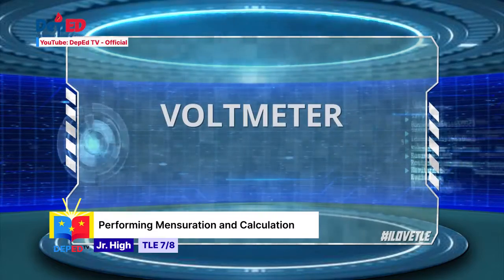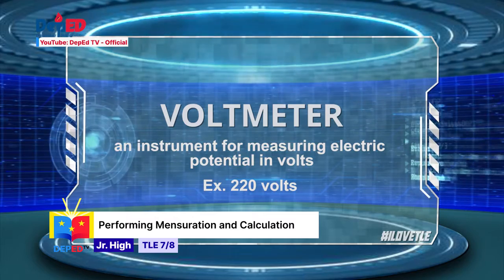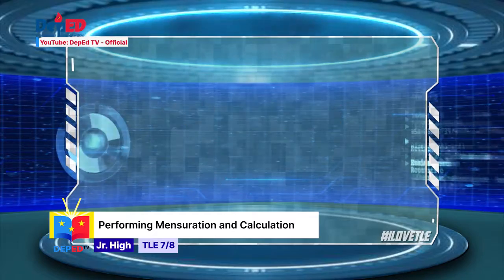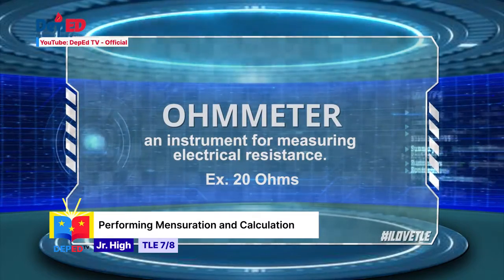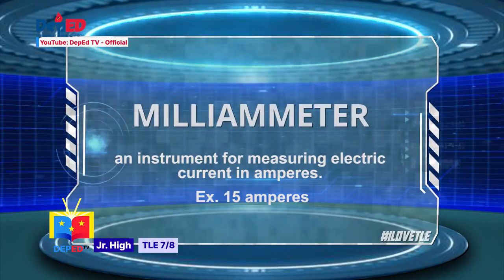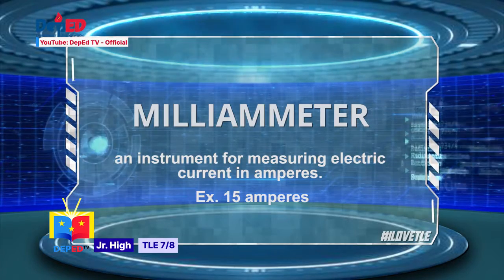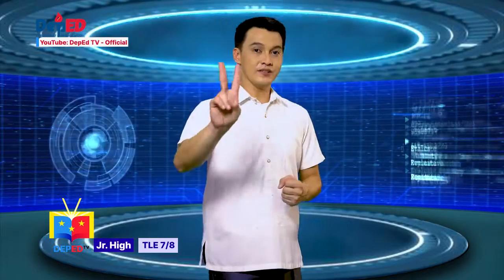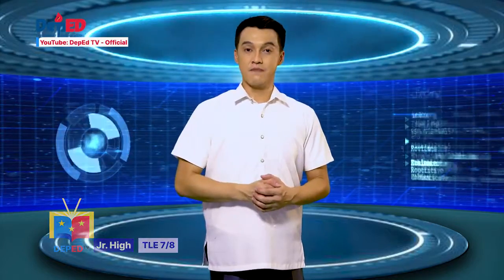A voltmeter, an instrument for measuring electric potential in volts. Example, 220 volts, which we use in our electric appliances. The ohmmeter, an instrument for measuring electrical resistance. Example, 20 ohms. The milliammeter, an instrument for measuring electric current in amperes. Example, 15 amperes. There are two types of multitesters, the analog and the digital.